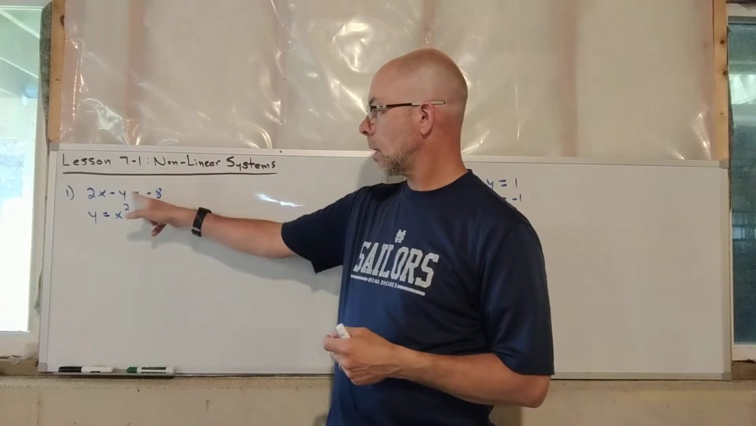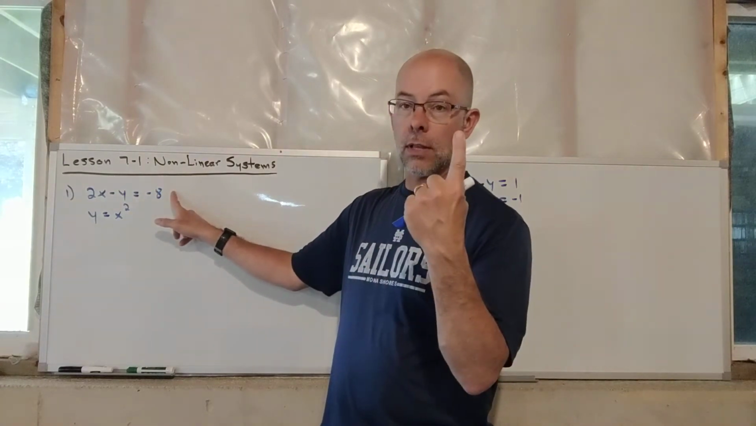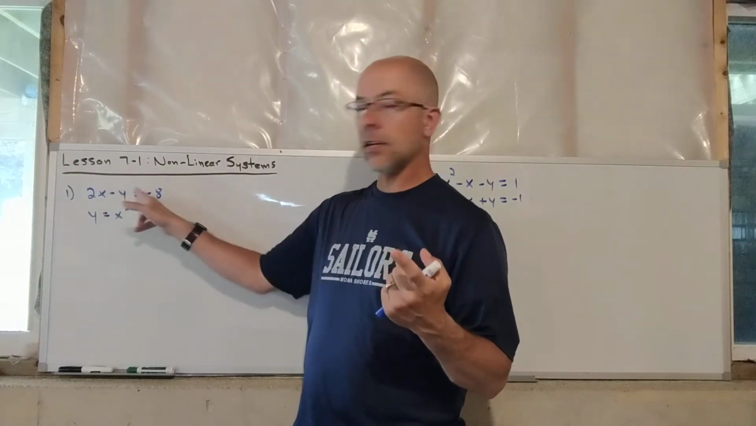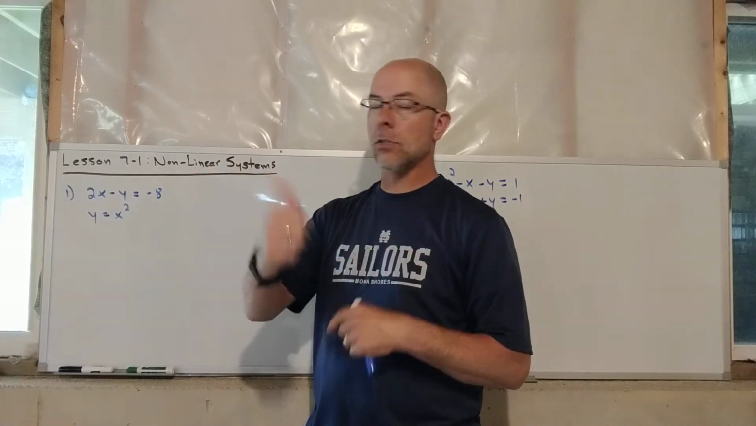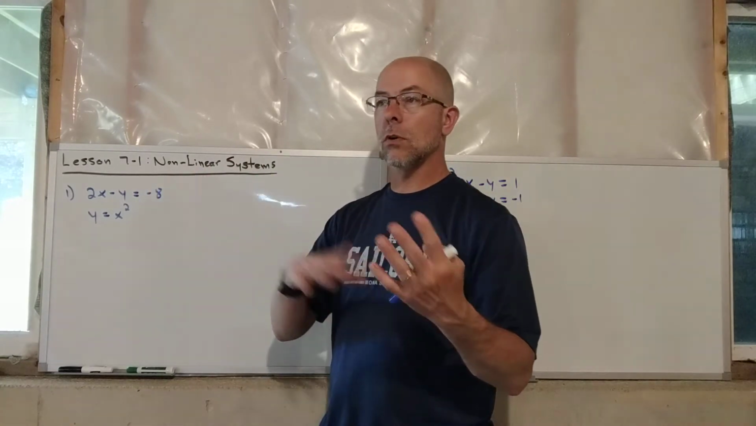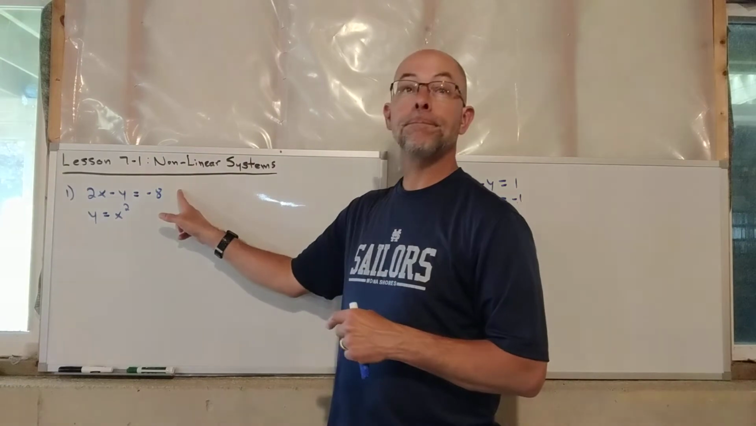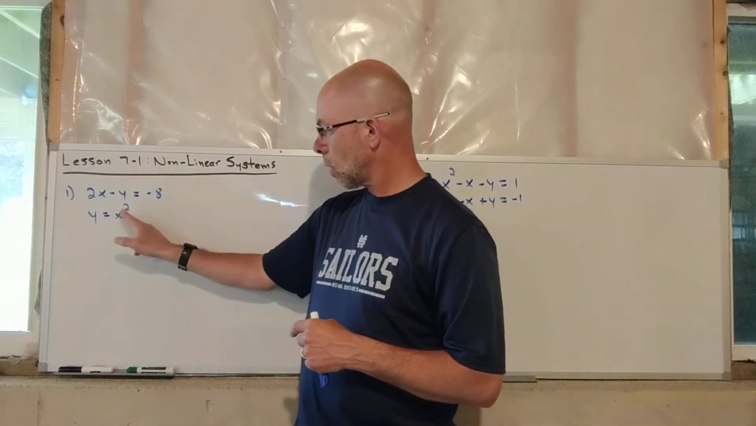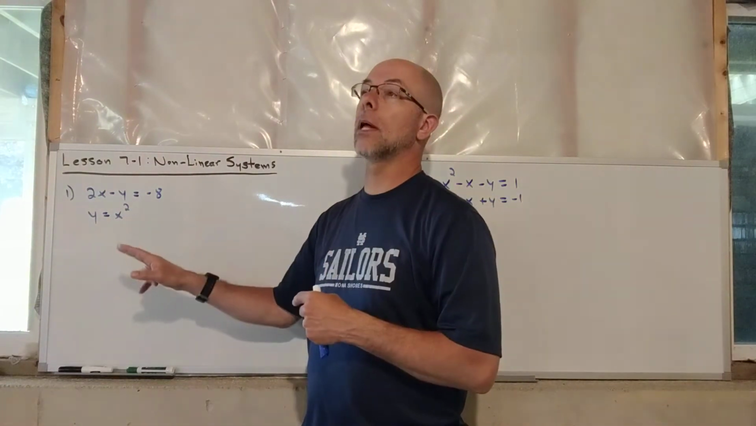So this first example, just kind of set the mind on how this could happen. This first thing, 2x minus y equals -8, that's a straight line. How come? It's just x and y, no fancy stuff, no x squares, no y squares, no square roots, no. Straight line. Y equals x squared, the x squared only, that's a parabola.